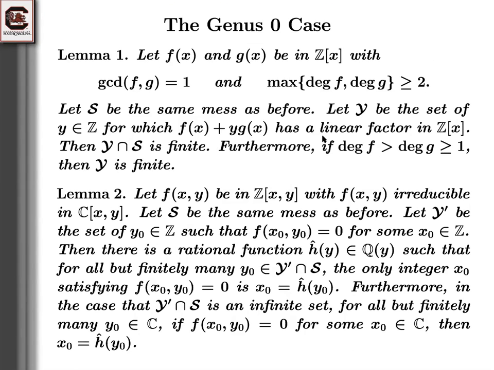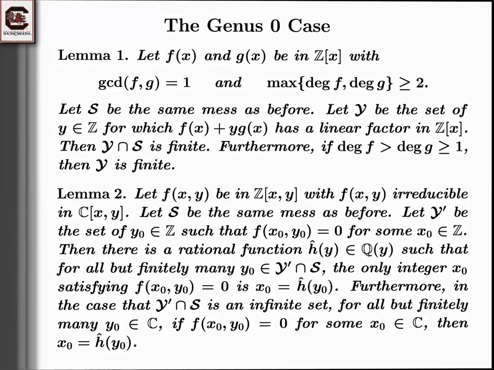If it has a linear factor, that's going to occur for only finitely many y's in S. Okay, so that's a lemma that requires some proof. That's really the guts of it. I won't go through lemma 2. I'll summarize that in a second in a different way. But if I look back at the importance of this, I have f of x plus y g of x here, and it doesn't have a linear factor unless it's for finitely many y's in S.